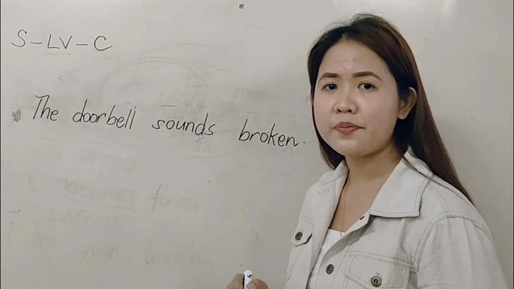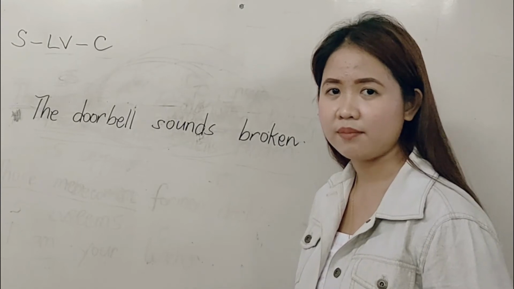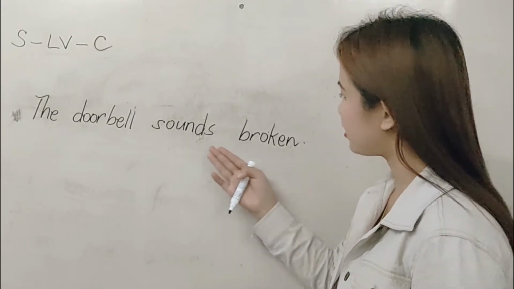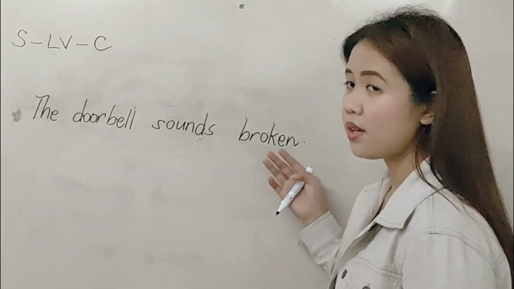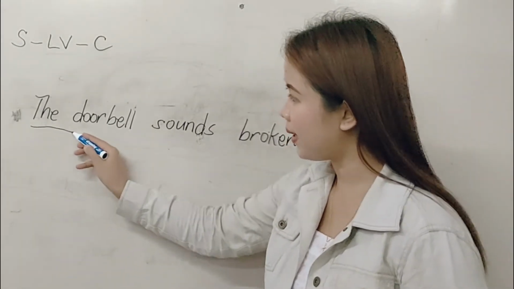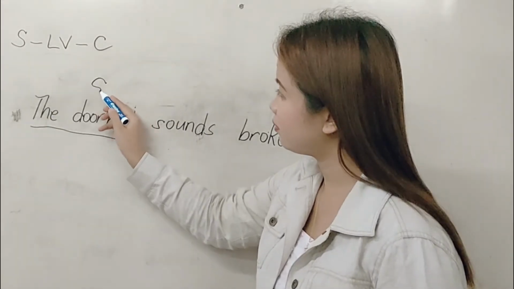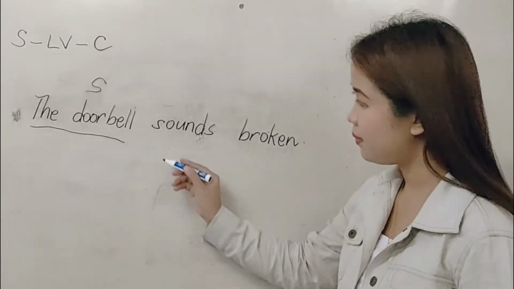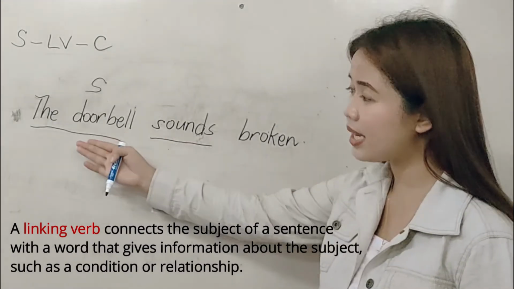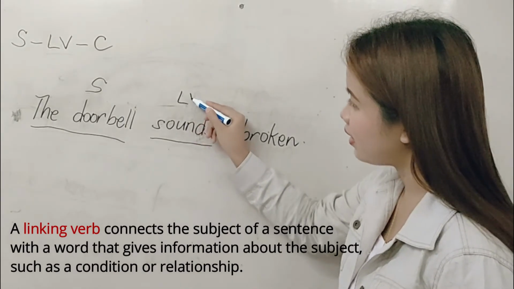Then we have the fifth sense, which is the sense of hearing. Our sentence is, the doorbell sounds broken. What is being talked about in the sentence? It's the doorbell. So, meaning to say, this is our subject. Our linking verb is the word sounds. Singular subject takes singular verb. A singular linking verb.